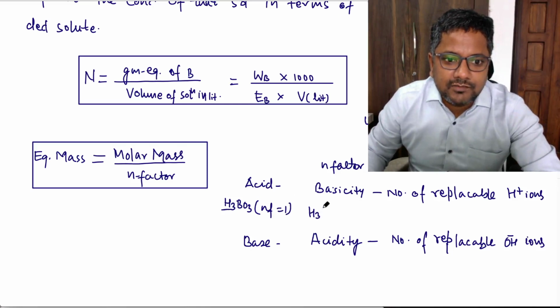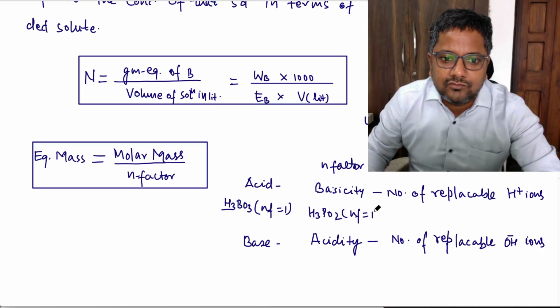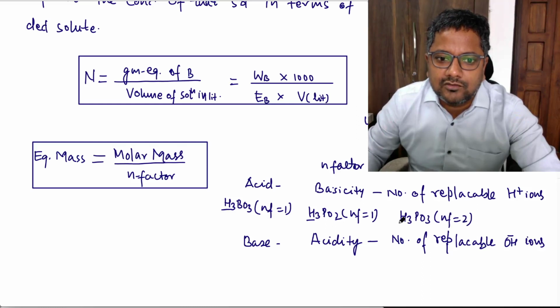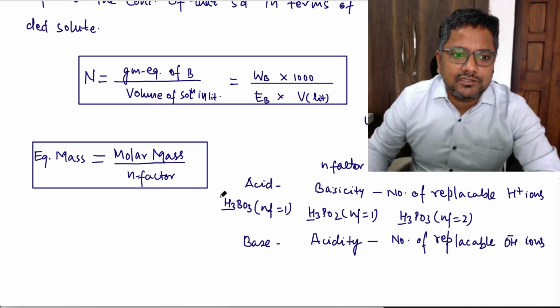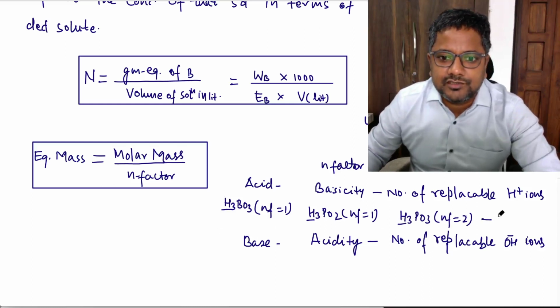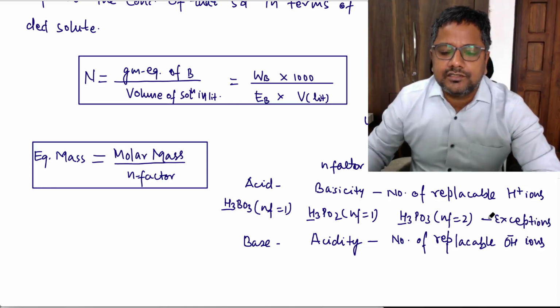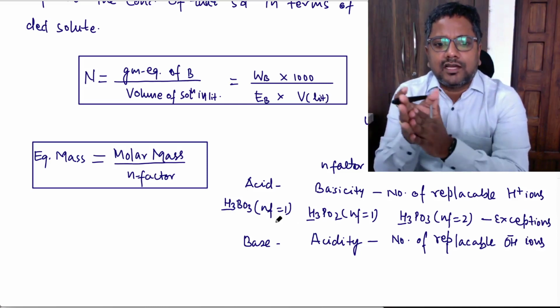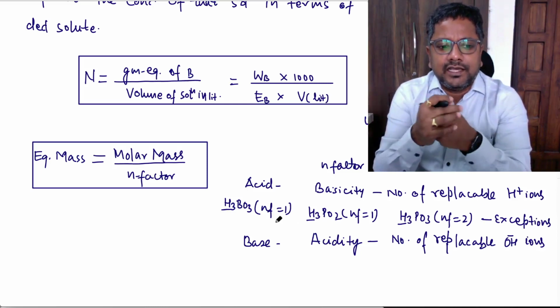Similarly, H3PO2 has an n factor equal to 1, although it has 3 hydrogens. Similarly, H3PO3 has an n factor equal to 2, although it has 3 hydrogens. So these are some exceptions, and for the rest, the number of hydrogens is equal to the n factor.